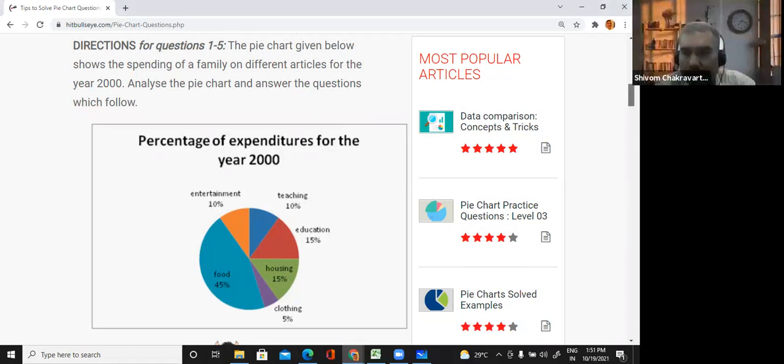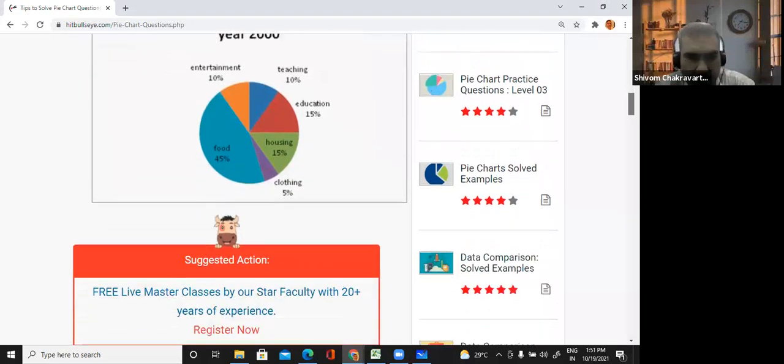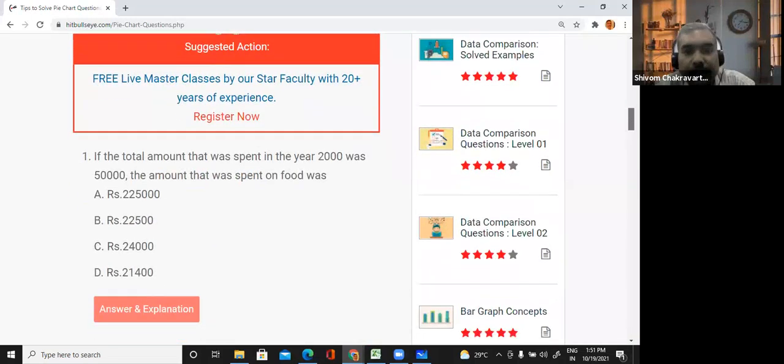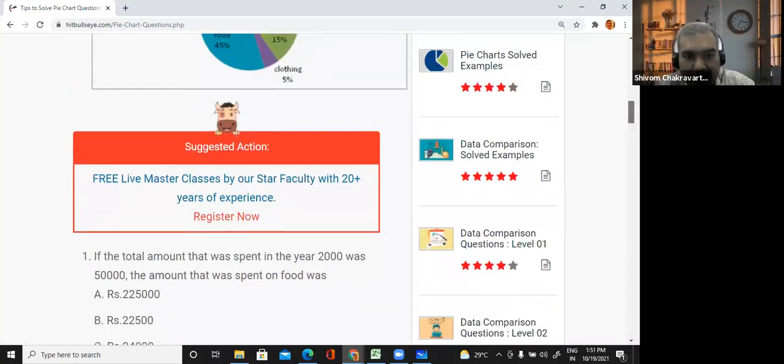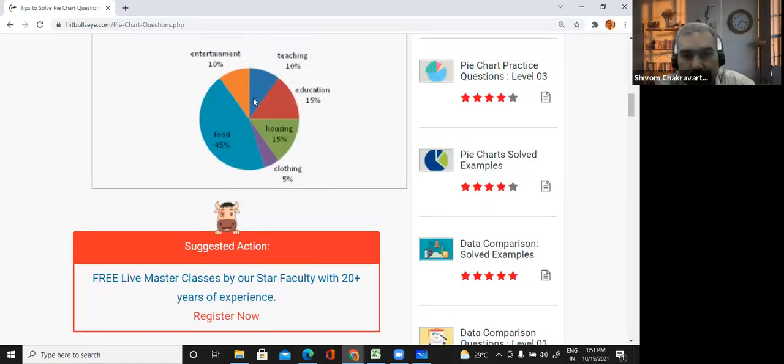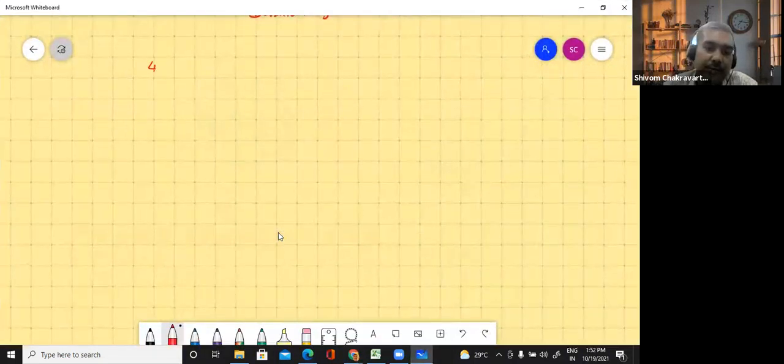All right. So let us see what they are asking. If the total amount that was spent in the year 2000 was 50,000, the amount that was spent on food was how much? These are not very obvious options, so we have to calculate first. The total of this whole pie is 50,000. Food was 45% of that. So the amount spent on food was 45% of 50,000.